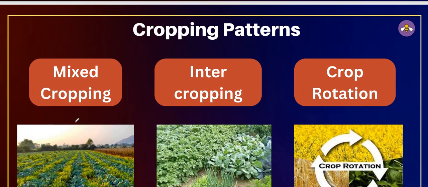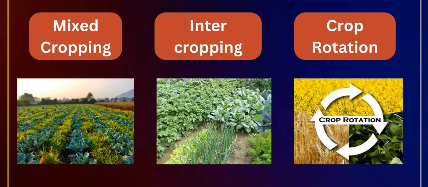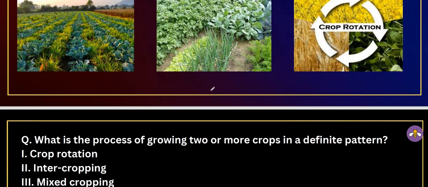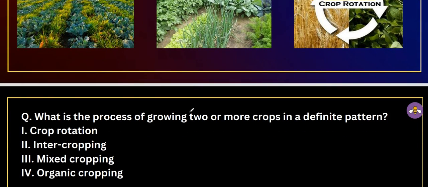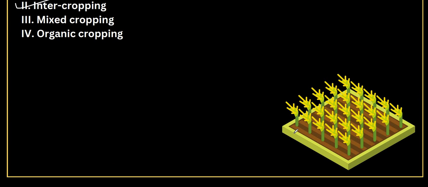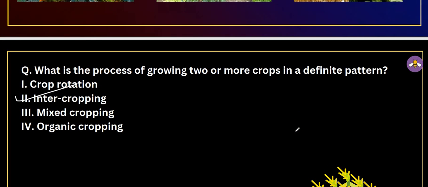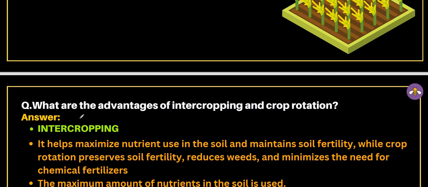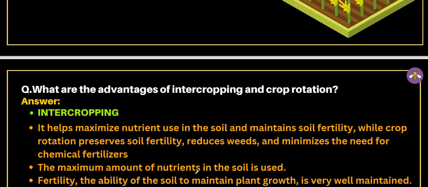Cropping pattern. So you can see, have a look: mixed cropping, intercropping, and crop rotation. What is the process of growing two or more crops in a definite pattern? It is intercropping. A definite pattern here. What are the advantages of intercropping and crop rotation?